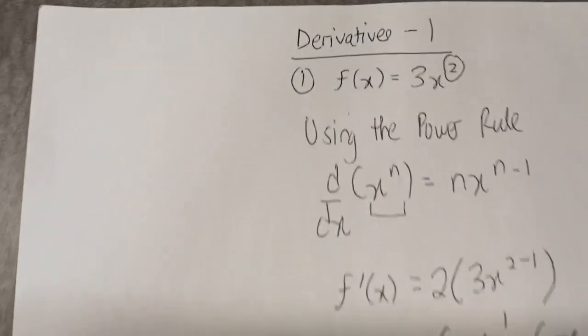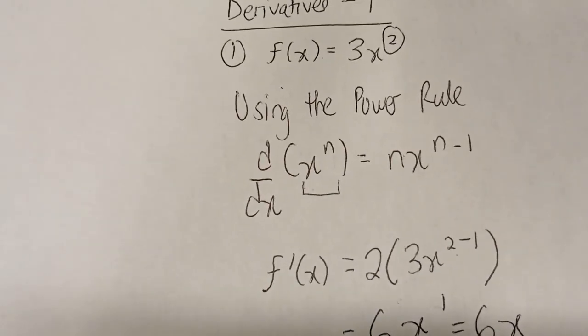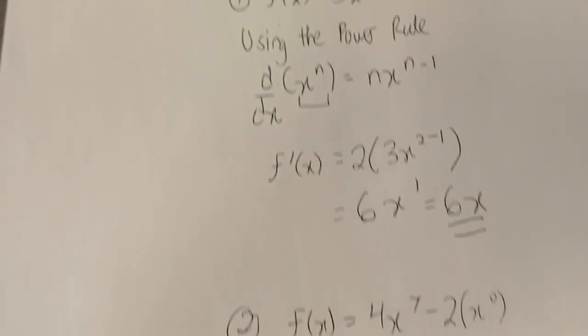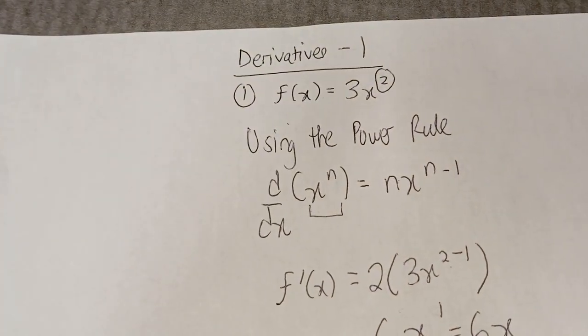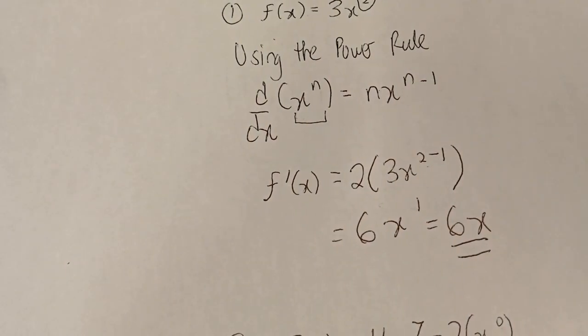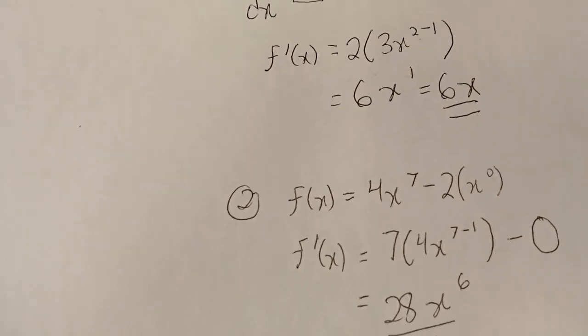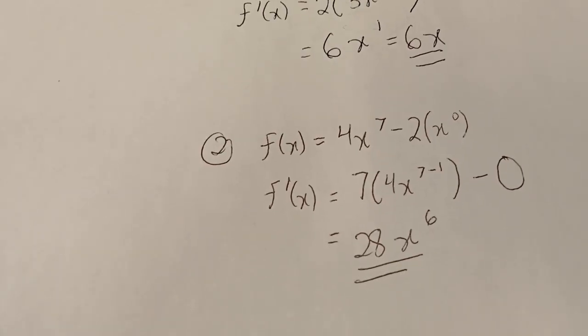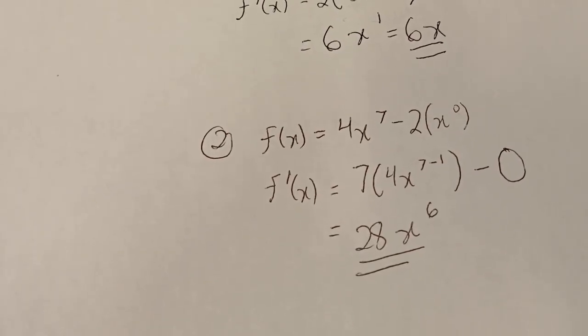So by applying the power rule, do you see this? Applying the power rule, we've been able to find the derivative of two functions. We found the derivative of 3x squared to be 6x after applying the power rule, and we found the derivative of 4x to the 7 minus 2 to be 28x to the 6 by applying the power rule.